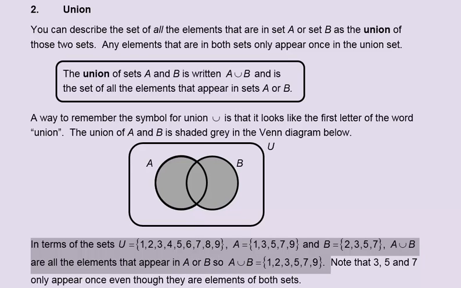So, A union B equals {1, 2, 3, 5, 7, 9}. Note that 3, 5 and 7 only appear once, even though they are elements of both sets.